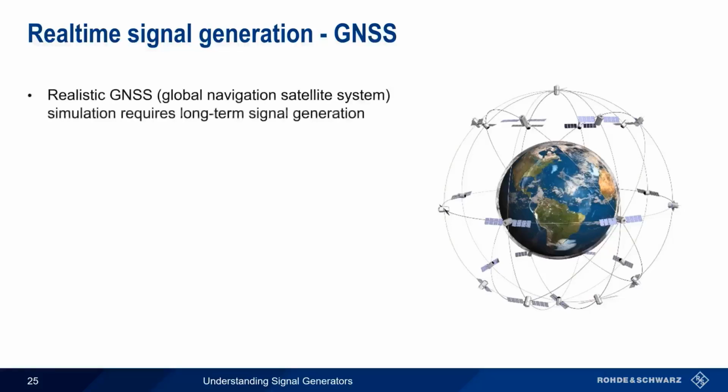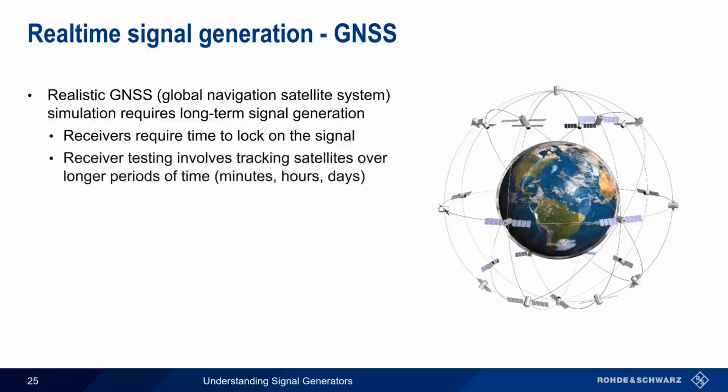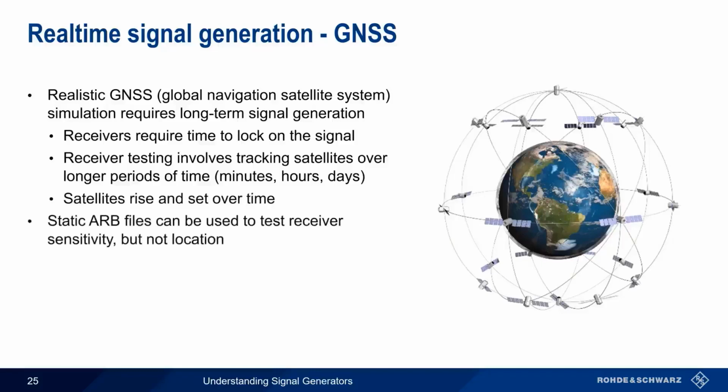longer period of time. GNSS receivers require time, often on the order of minutes, to lock onto the signal, and receiver testing may require that the receiver track satellites for very long periods of time, up to hours or days. Furthermore, the GNSS satellites are not fixed in the sky, but rise and set, so the signals from each satellite will be changing dynamically. It should be clear that a static ARB file with the duration of only a few seconds can't be used to test the GNSS receiver beyond basic RF parameters such as receiver sensitivity.